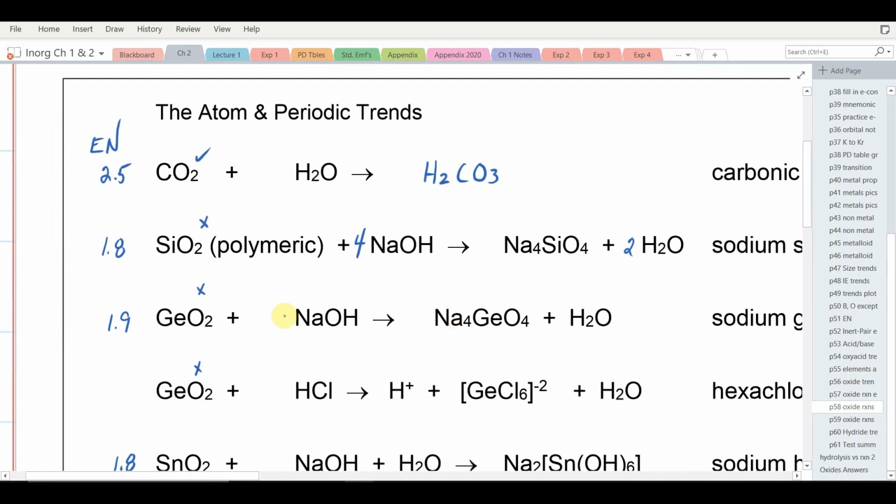Alright, 4 sodiums. Let's put 4 here. Let's balance our hydrogens. We have 4 and we'll need 2 here. Let's check the oxygens. I have 4 plus 2 is 6. 4 plus 2 is 6. That looks balanced.